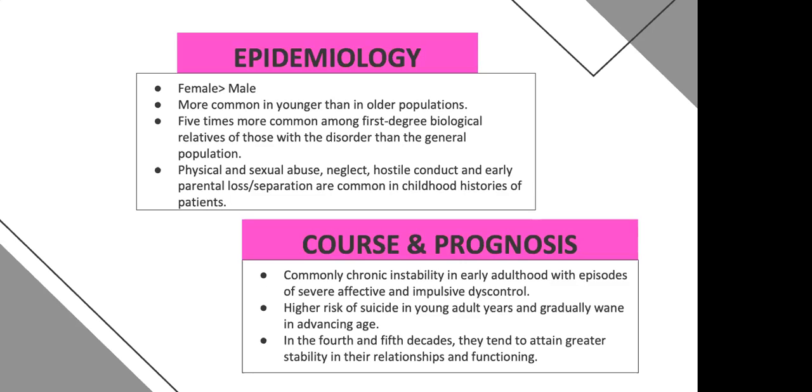For the course and prognosis, it is commonly chronic instability in early adulthood with episodes of severe affective and impulsive dyscontrol. They also have a higher risk of suicide in the young adult years, but it gradually reduces as age advances. In the fourth and fifth decades, they tend to attain greater stability in their relationships and functioning. Next.